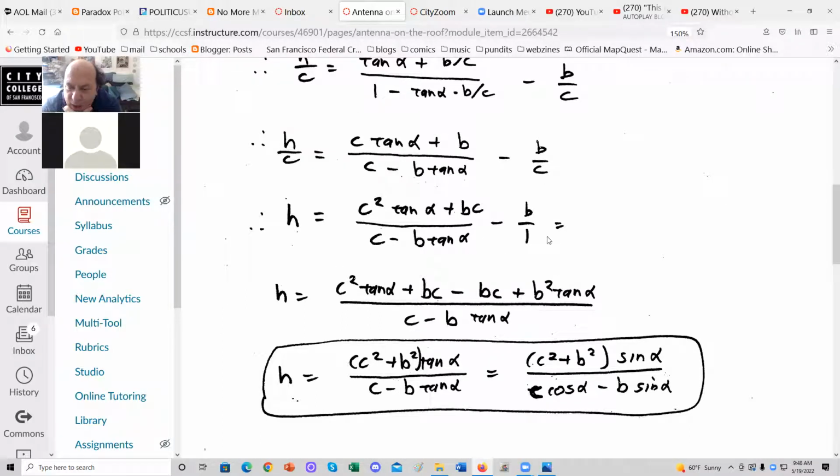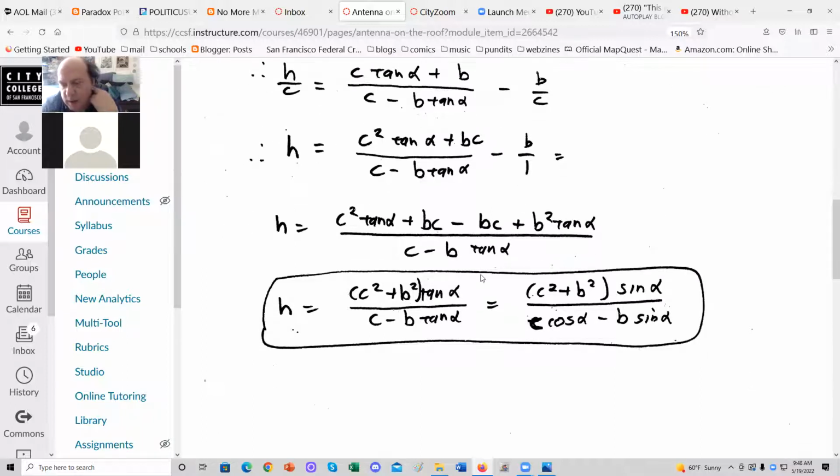Then we expand this out a bit: c squared tan alpha plus bc minus bc minus b squared tan alpha. All right, there is a common factor of tan alpha between these two terms, and these two terms cancel out. So h equals c squared plus b squared tan alpha, over c minus b tan alpha.